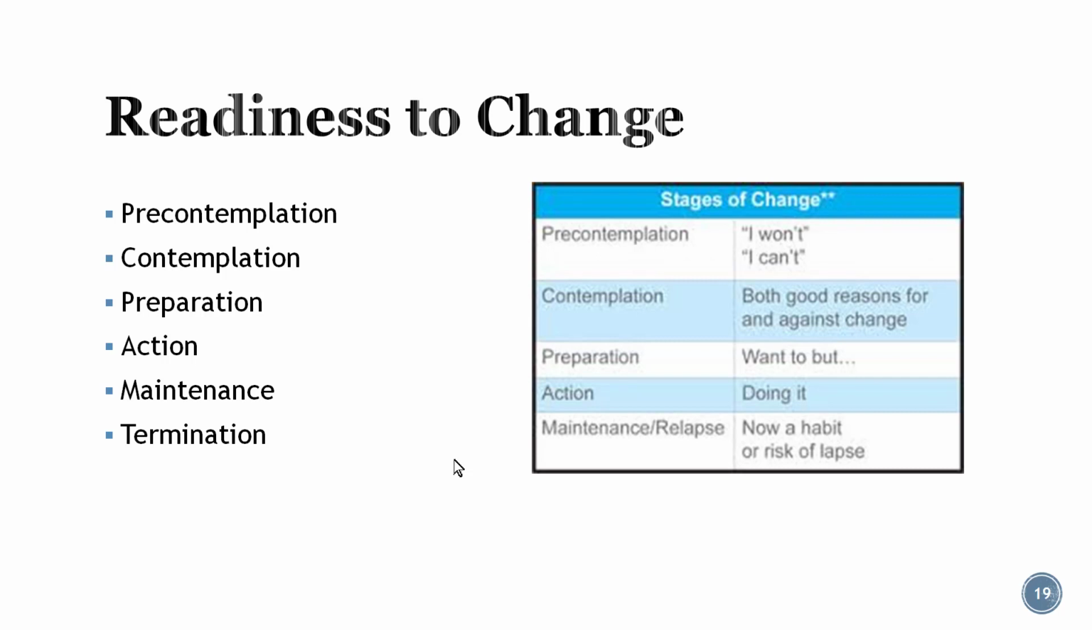They may be unaware of the risks associated with their current behavior, or they may deny them. So if you look at this table on the right-hand side, those are the typical phrases that those people use in this stage. I won't, I can't.